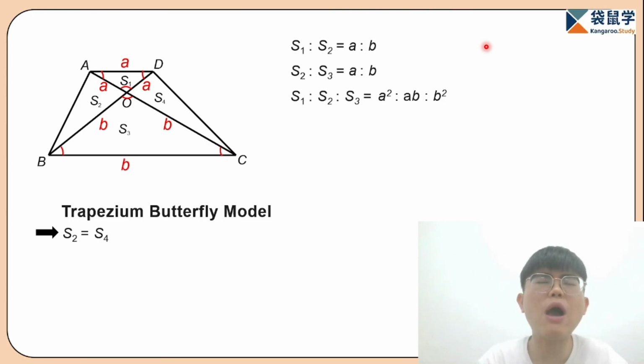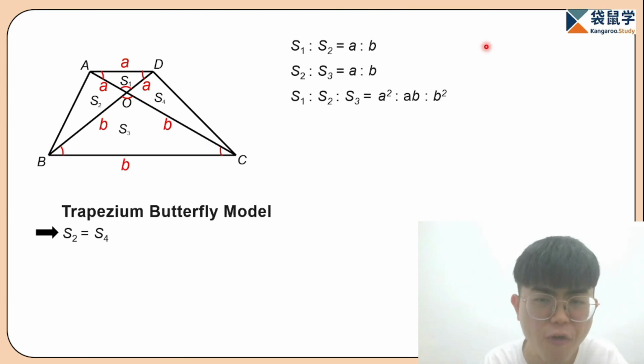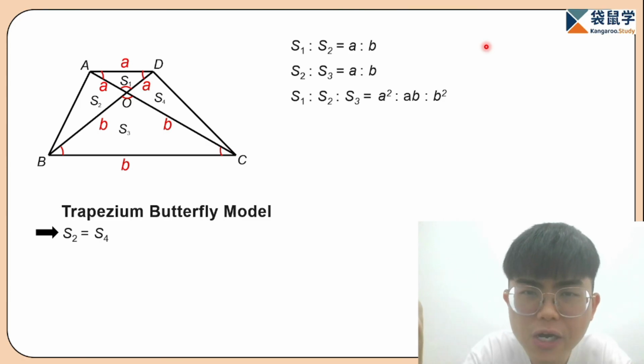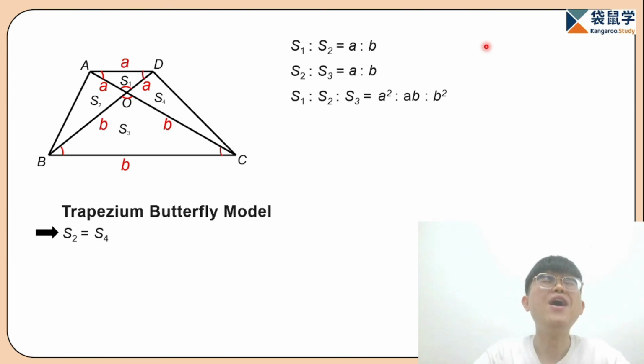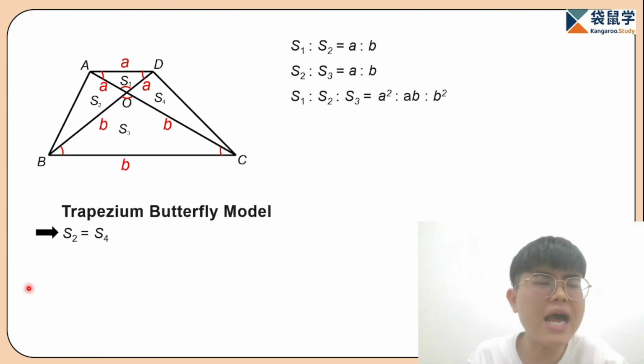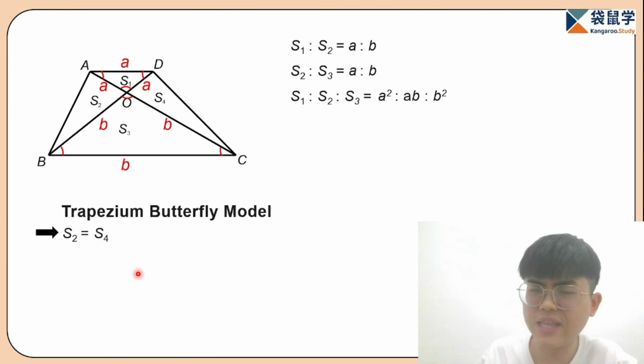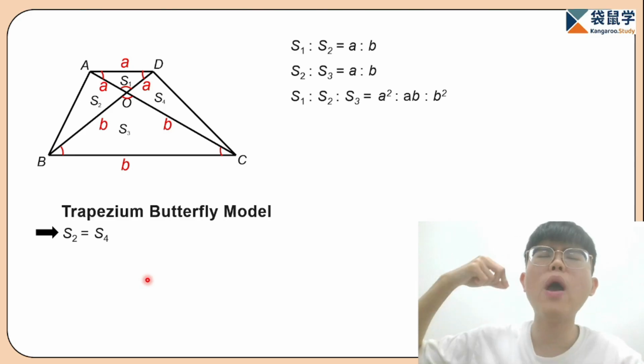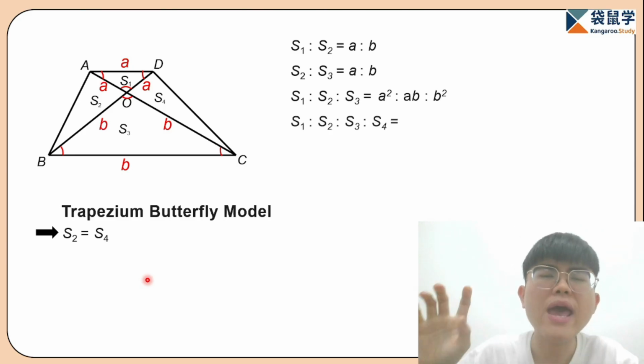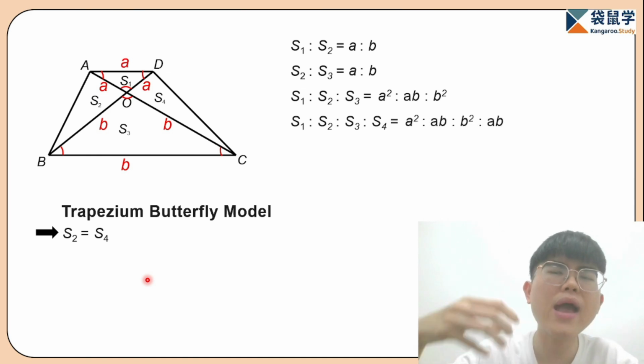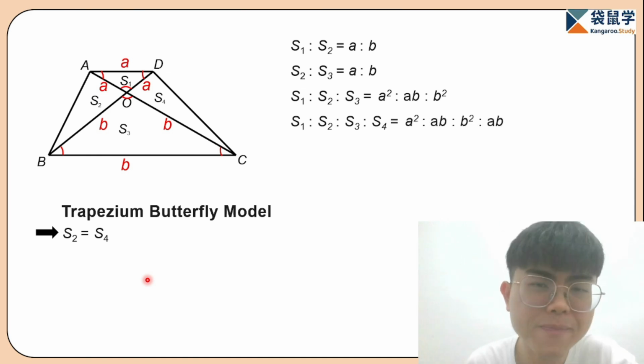And then we still have one more triangle, our S4. What will be the ratio for S4? We learned just now that S2 is equal to S4. Therefore, we will get that the ratio of S1 to S2 to S3 to S4 will be equal to A squared, AB, B squared, and then again AB.